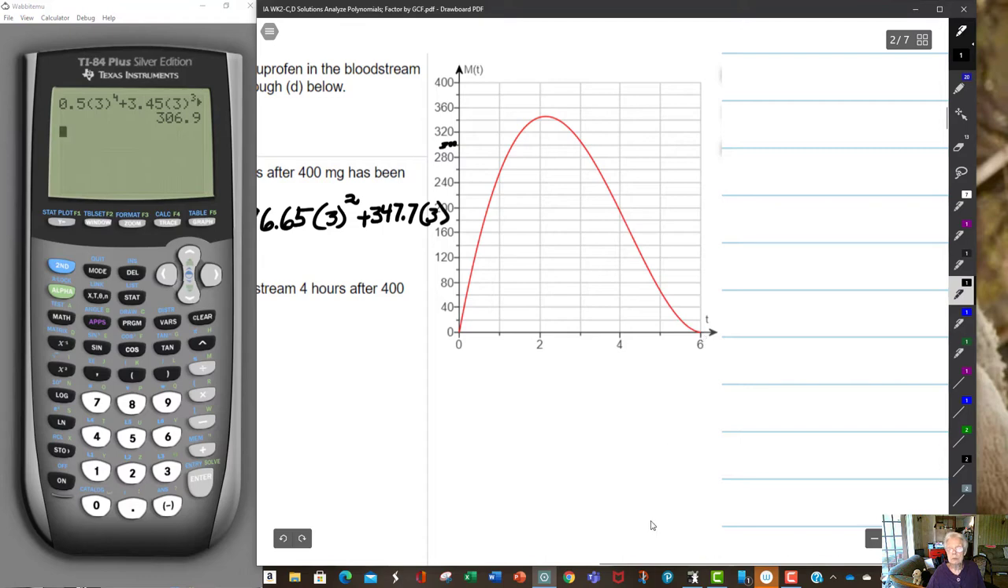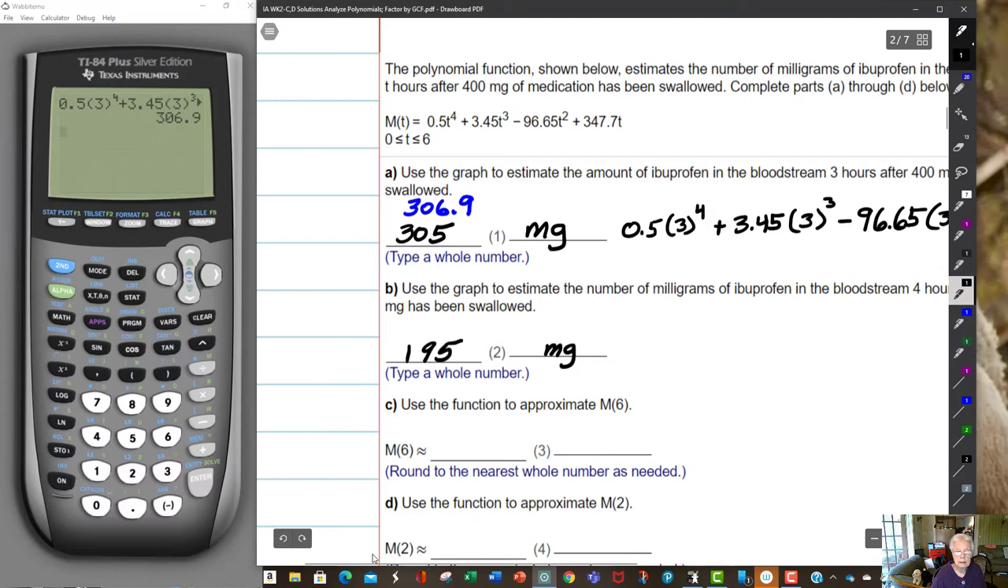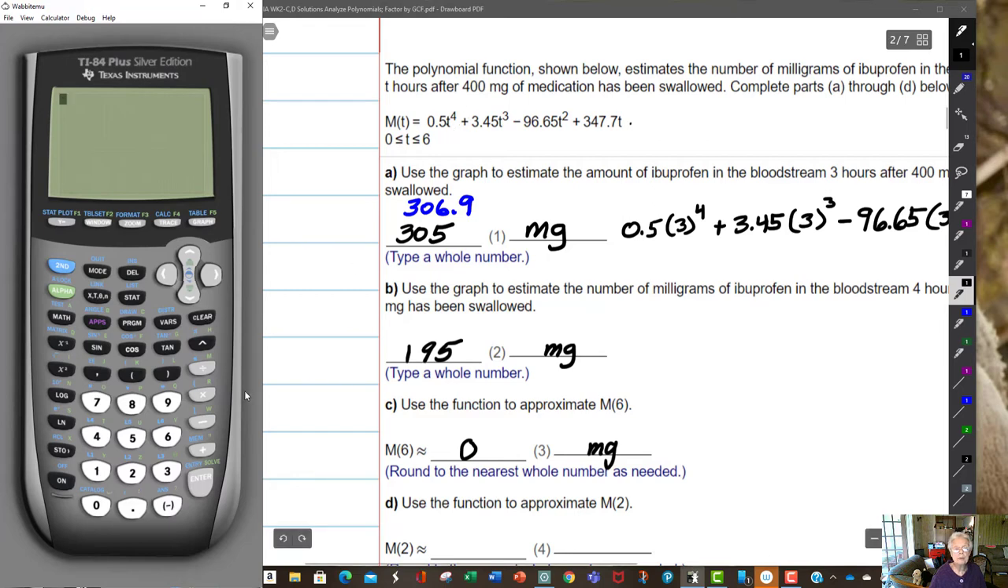I would say 0. Wouldn't you? 0. I guess you peed it all out. About 0 milligrams. Now use the function. Use the function means take 6 and plug it in for each of these. Okay, I was kind of cheating before. Now I am going to do it that way.